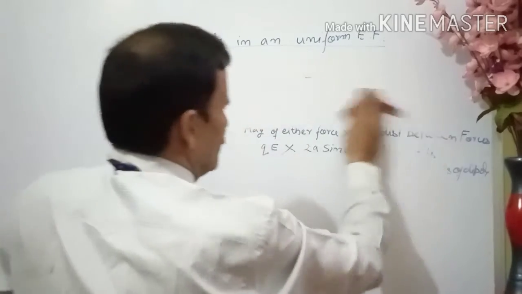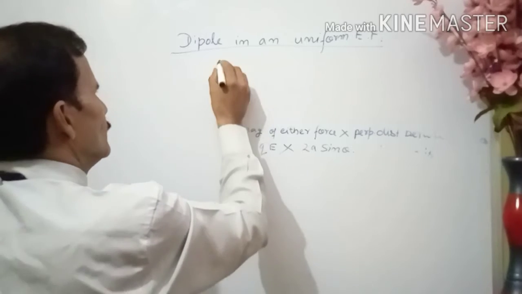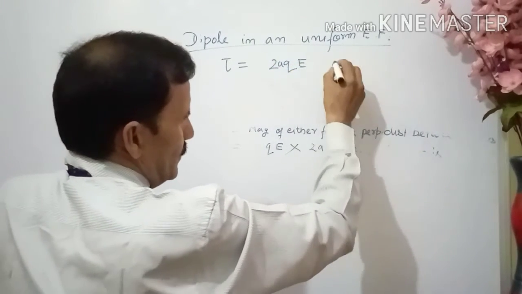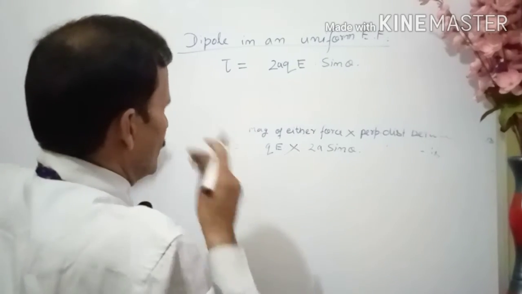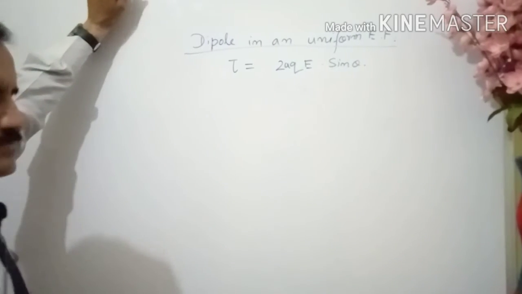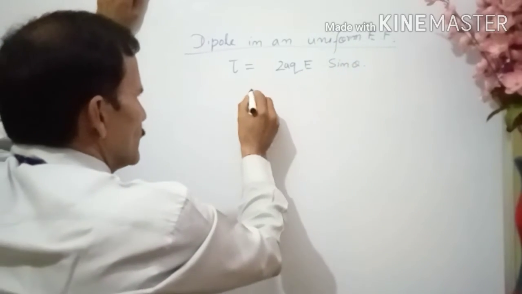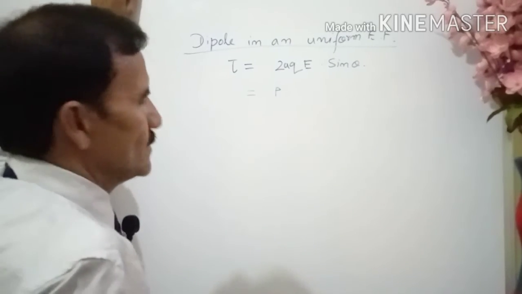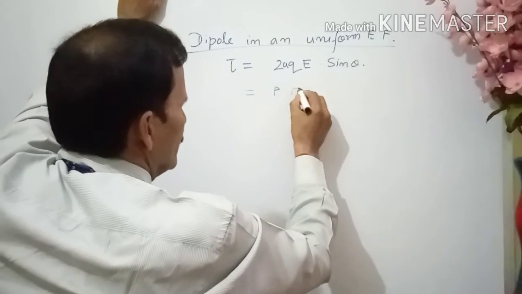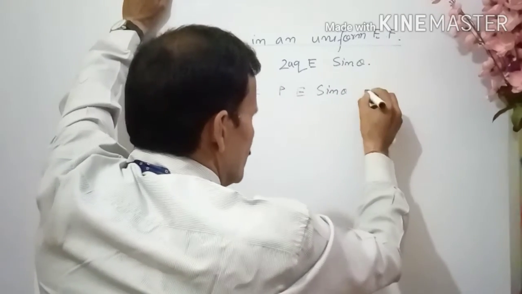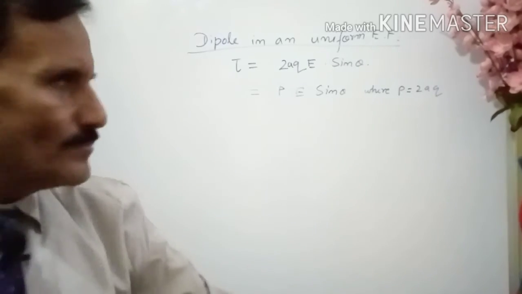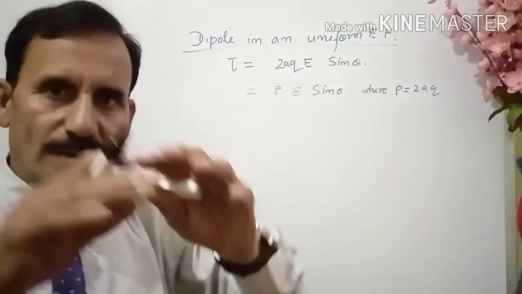So the magnitude of the torque tau is 2aqE sin theta. Now this 2aq is nothing but p, which we have already seen, the magnitude of the electric dipole moment. So tau equals p E sin theta, where p equals 2aq, the magnitude. This is called the electric dipole moment, so p is the electric dipole moment of the dipole.